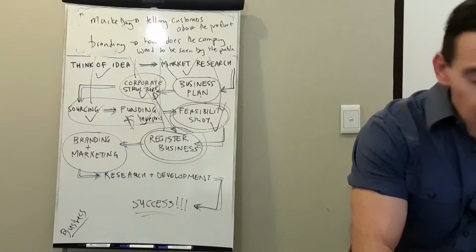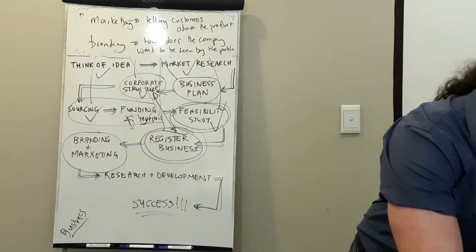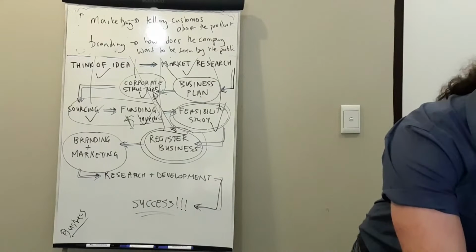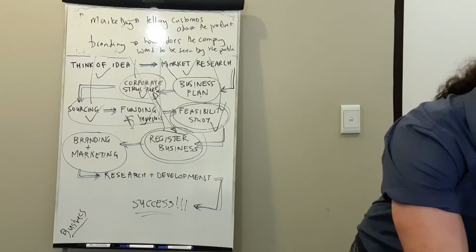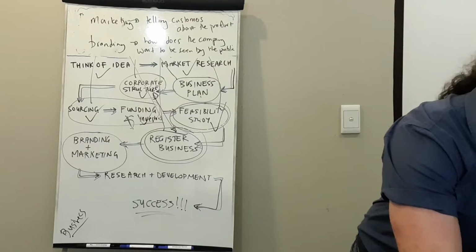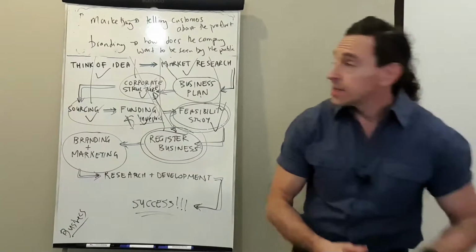Branding is how the company wants to be perceived, and perceived means seen by the public. So here our example is Apple wants people to see them as cool and technologically advanced. It's a very big difference.